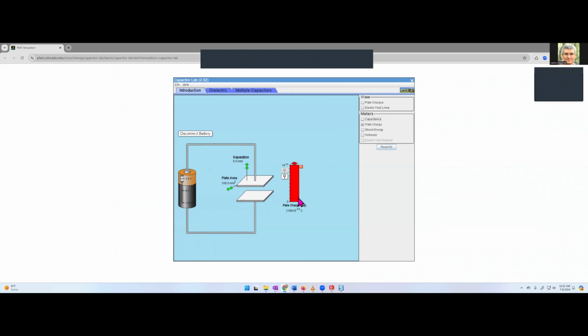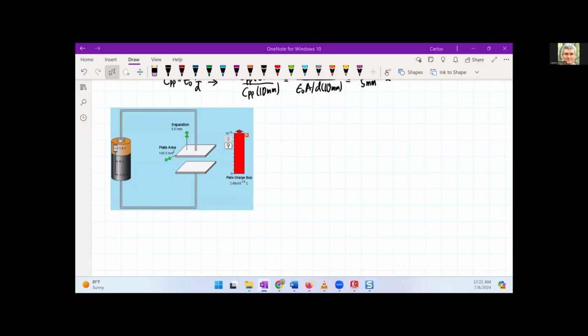So I'm going to get rid of the capacitance. You could see that my separation has now changed. Now we could go in and start computing the numbers here. So there's 2 ways that we could calculate the capacitance. The first one is just using the charge over the voltage here.